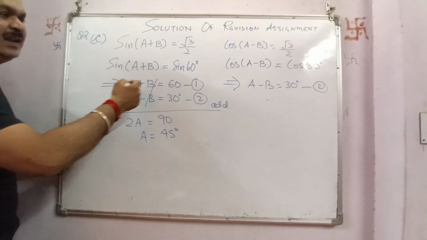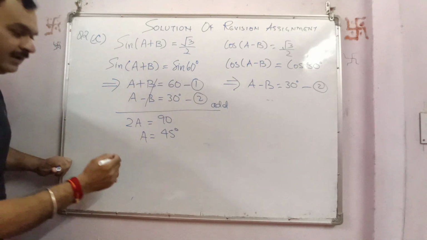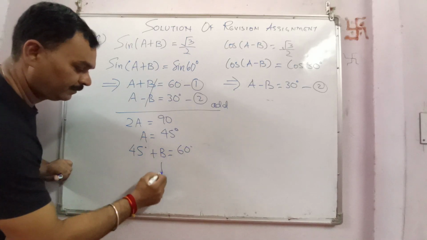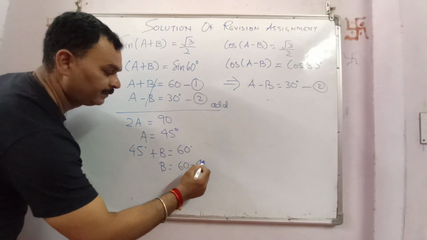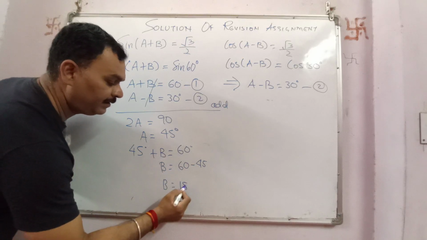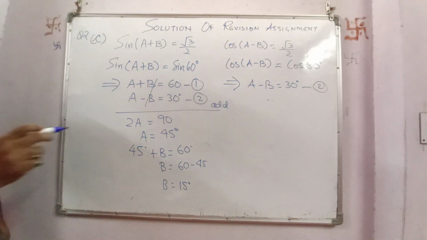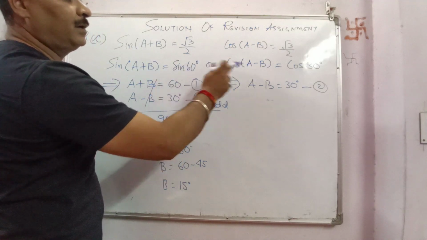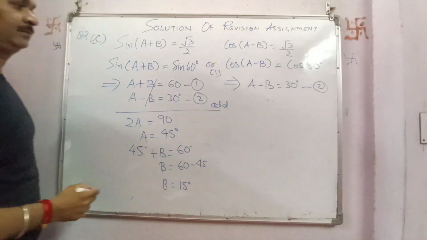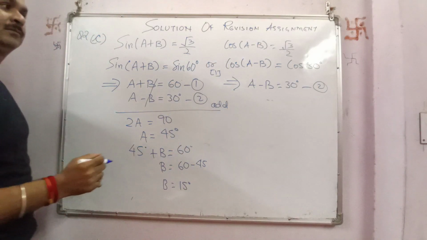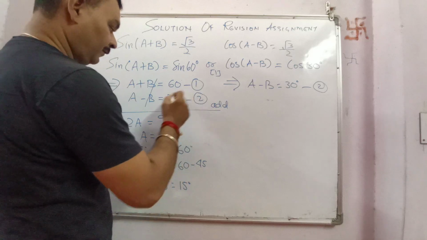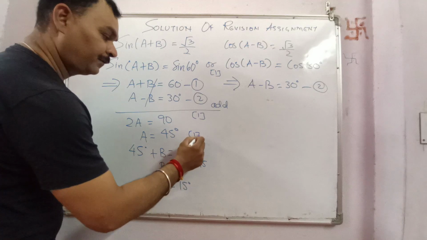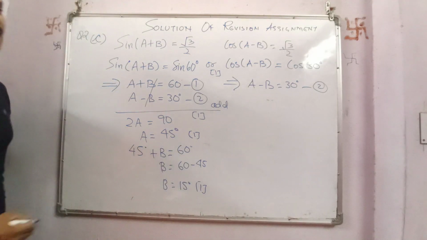Substituting the value of A in either of the equations, either in 1 or in 2, you can easily get the value of B, that is 45 plus B. I am substituting in the first equation. B is equal to 60 minus 45, or B is equal to 15 degree. 1 mark if either of the equations is correct. 1 mark for simply adding or subtracting. 1 mark for obtaining the correct answer.